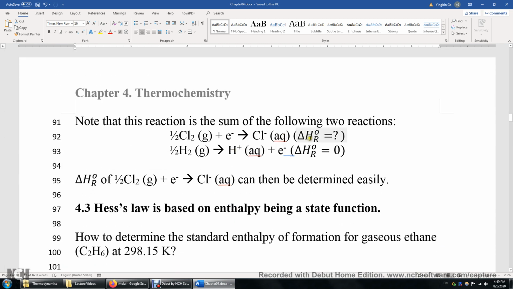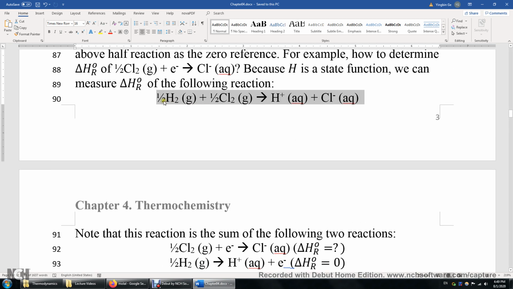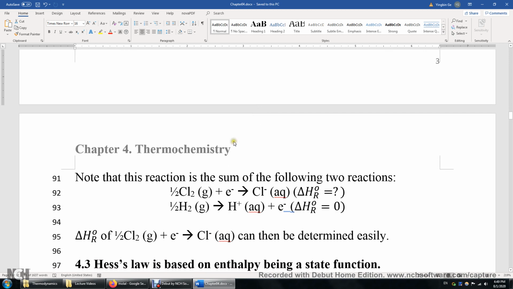So this reaction, again, is the sum of these two reactions. We know this one is set to 0, this one is unknown, and then we simply need to determine the enthalpy of reaction for this one, and then we take the difference. We will get the enthalpy of reaction for this reaction that involves chloride.